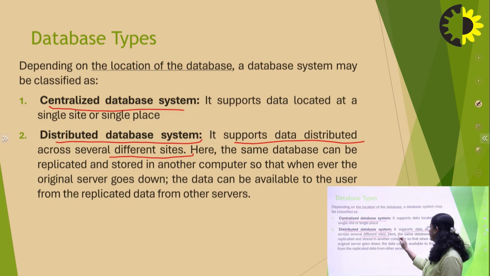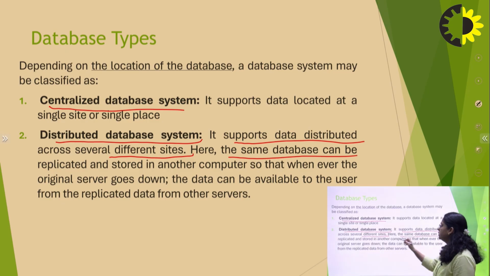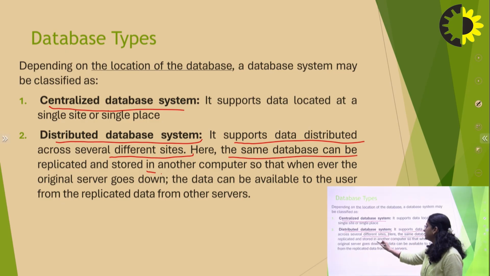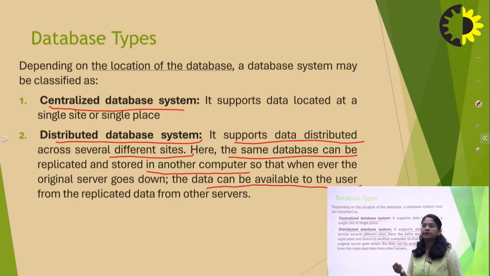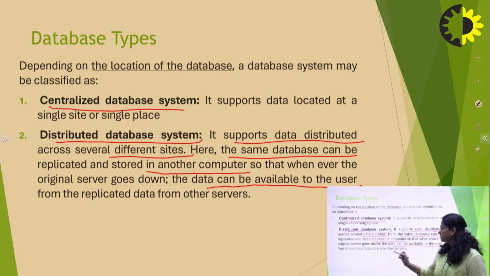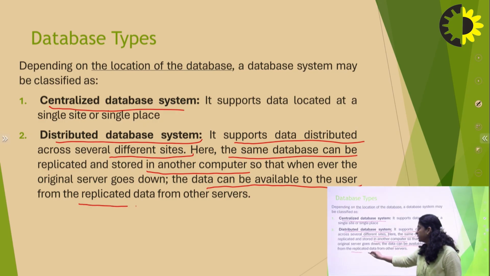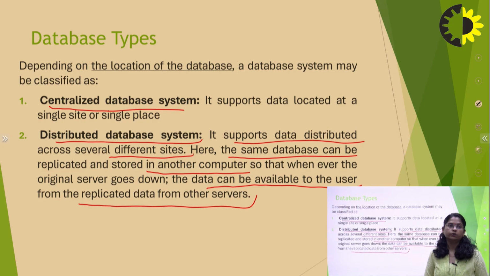from anywhere. The same database can be replicated and stored in another computer, so that whenever the original server goes down, the data can still be available to the user. For backup also, we sometimes store data in different locations. In case of any disaster or mishap, we can take data from different locations.